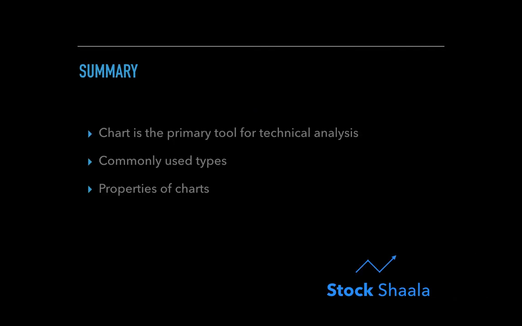Now that we've seen the different types of charts, we've understood that the chart is the primary tool for technical analysis. We've learned about 3 of the most commonly used charts: bar chart, line chart, and candlestick chart. We've also understood some important properties about charts. The longer the time frame, the smoother the chart, and the more stable and reliable the signals are.